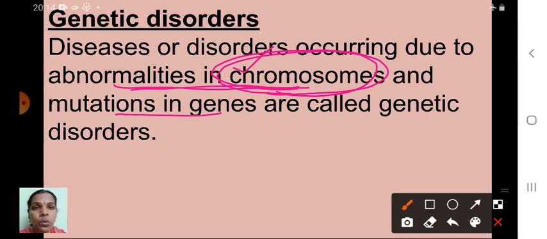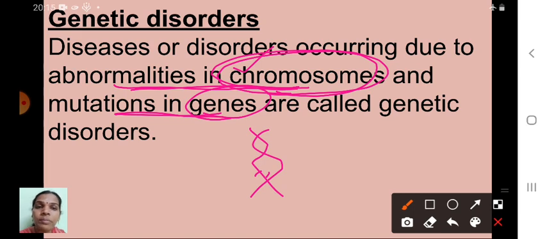The next reason is what? Mutation in genes. So you know the DNA structure. Here the gene is there. DNA is made up of genes. That segment of DNA is called what? Genes. Okay, children. So here mutation means what? Alteration. Mutations in genes lead to genetic disorders.